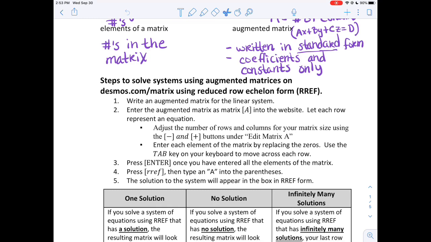I said that we're going to use Desmos to solve these, and I just want to make a note that this is desmos.com/matrix. You don't navigate just to desmos.com to the graphing calculator. You need to put /matrix in order to get where we're going. And what we're going to be using is a technique which will give us the reduced row echelon form, or RREF for short. All of the steps are listed here. I'm not going to go over those because I'll go over them within the examples that we do later.